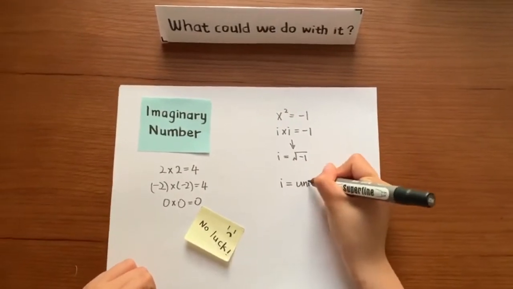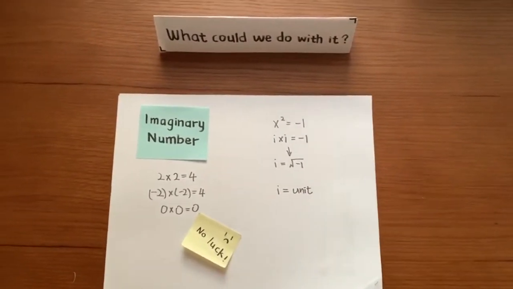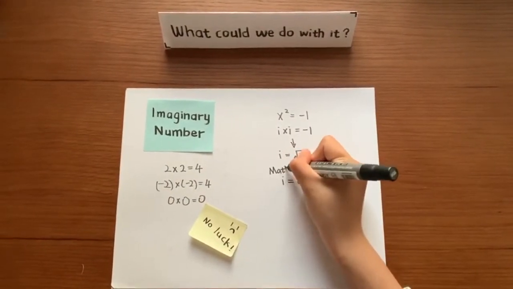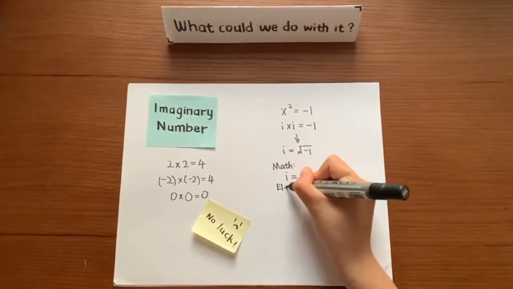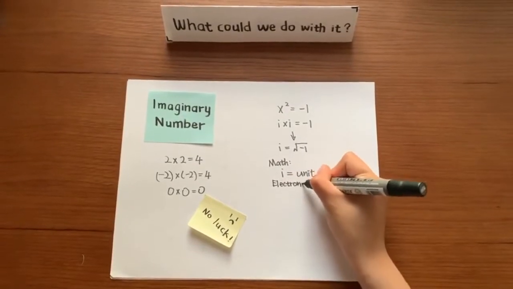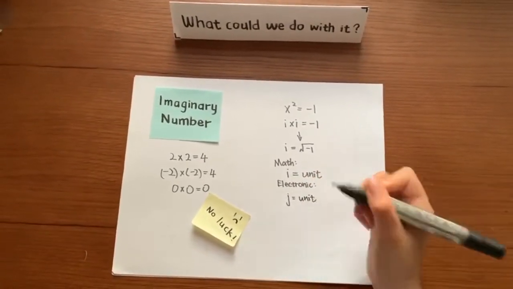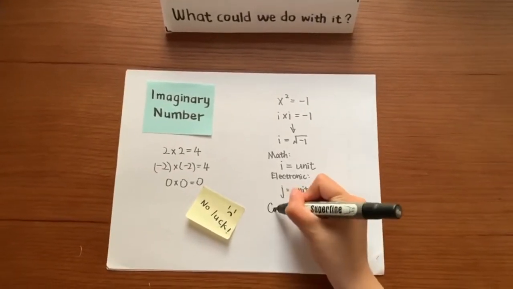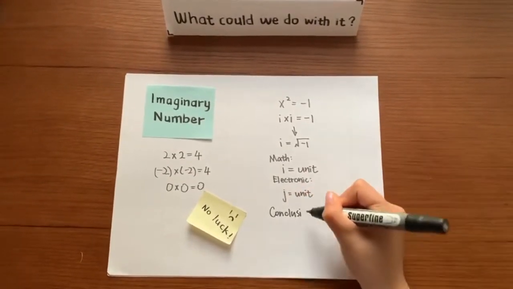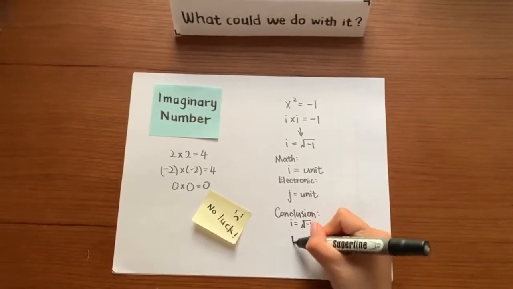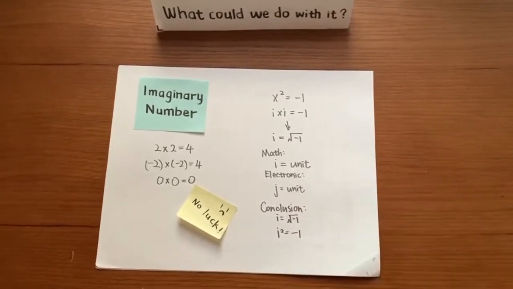So i represents the unit imaginary number, which is the same as 1 for real numbers. In mathematics, we use i for imaginary number, but in electronics, we use j, because i already means current, and the next letter after i is j. As a conclusion, the following is true for the number i equals the square root of negative 1: i squared equals negative 1.